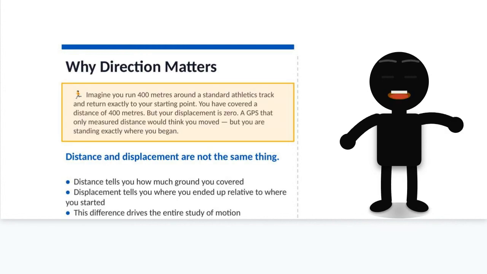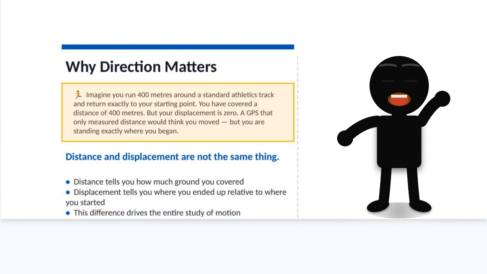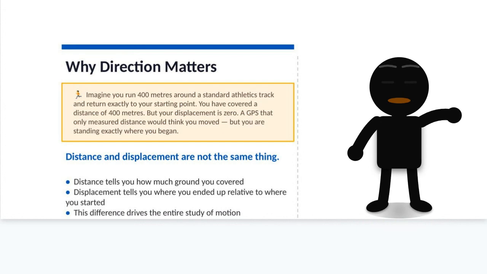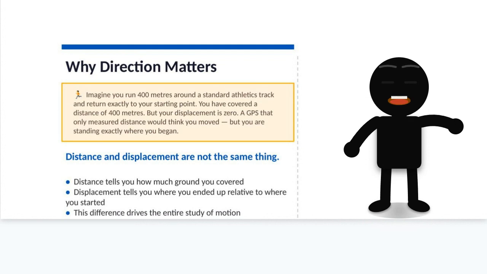Let me start with a story. Imagine you are running on a standard 400-meter athletics track. You run one complete lap and stop exactly where you started. Now here is the question: how far did you move? If you answer 400 meters, you are thinking about distance, the total path you covered. But if someone asks where are you relative to where you started, the answer is, you are right here. You have not moved at all.